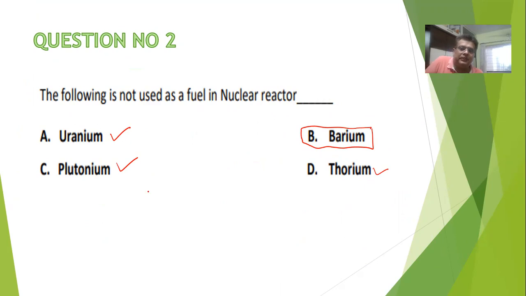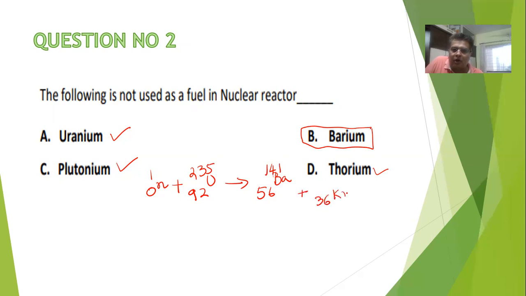But what is barium? I can tell you this. When a neutron is bombarded with 92 uranium-235, it is converting into 56 barium-141 plus 36 krypton-92 plus 3 neutrons and energy, dear students. I hope you are getting my point. This says very clearly, barium is a product during the nuclear fission reaction, but not a nuclear fuel.